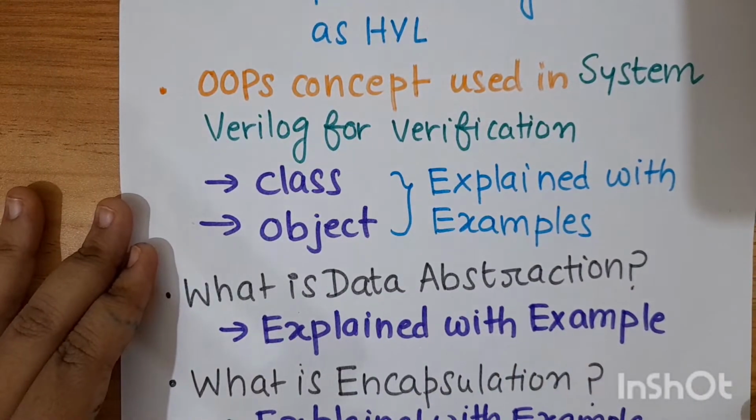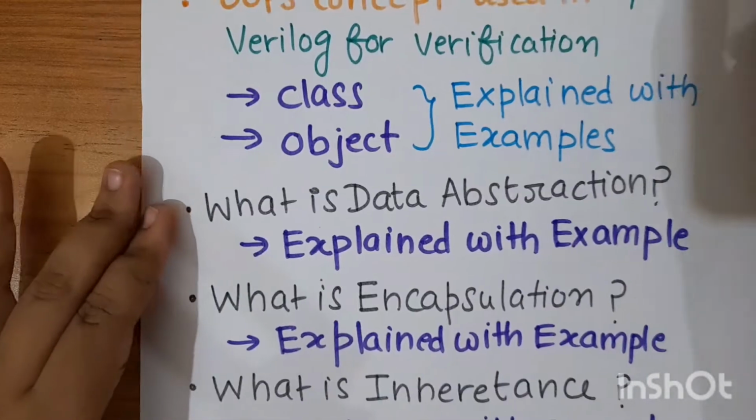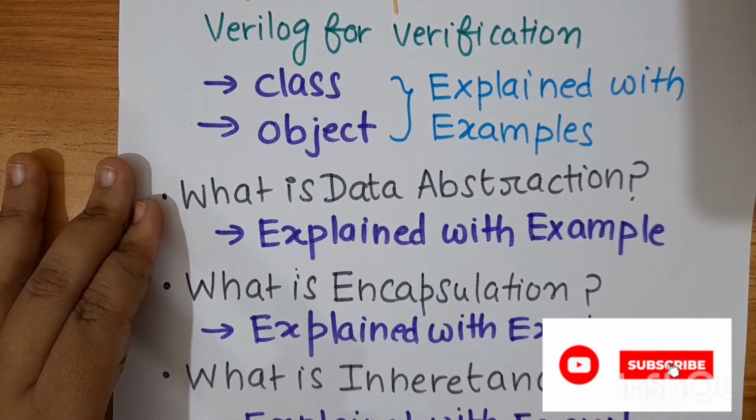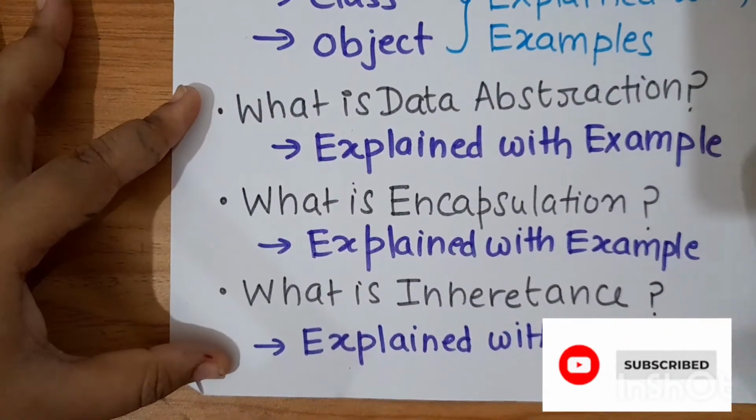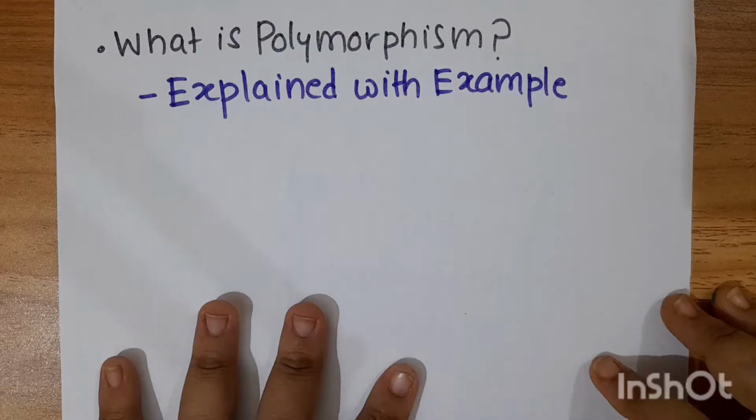What is data abstraction? That is also explained with an example. What is encapsulation? It is explained with an example in this video. What is inheritance? That is also explained in this video. What is polymorphism? Explained with an example in this video. These are the concepts of OOPs.